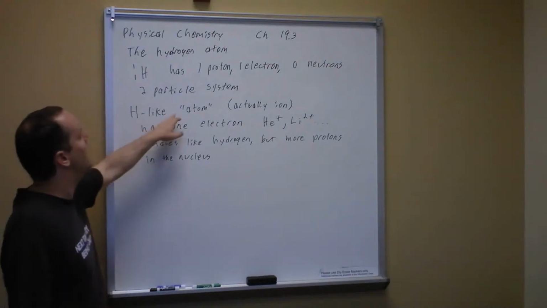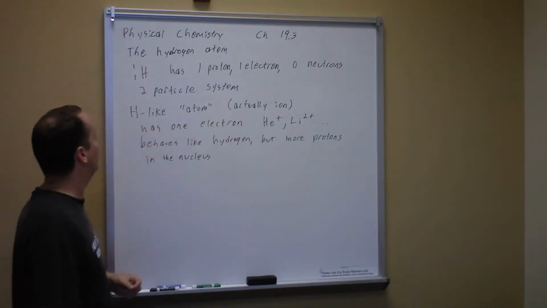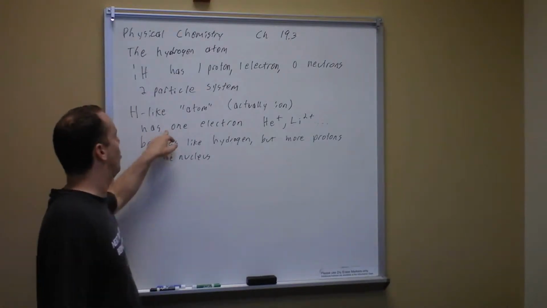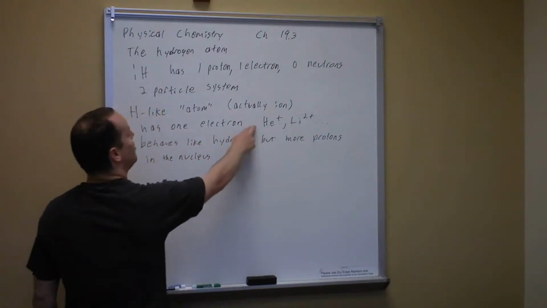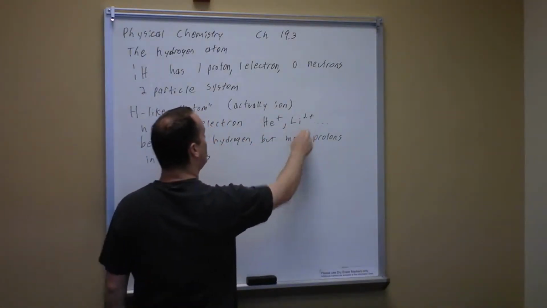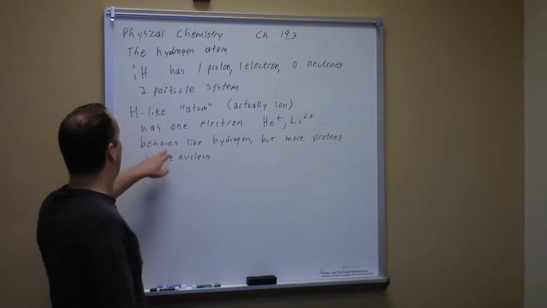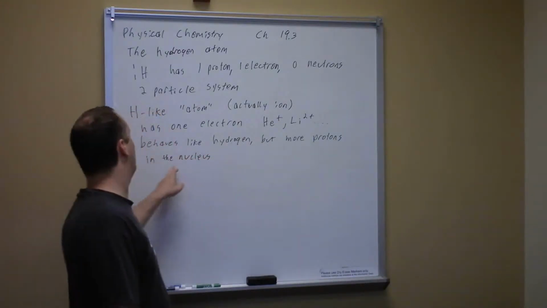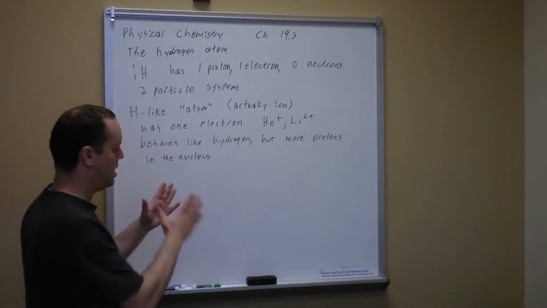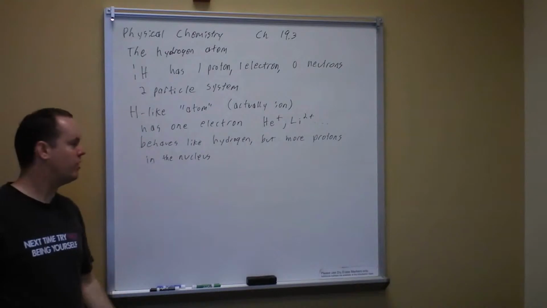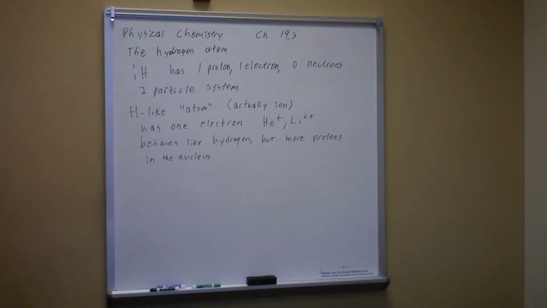Now, a hydrogen-like atom, or actually an ion because we have a positive charge, is any atom that only has 1 electron. So, hydrogen, monatomic obviously, or helium plus, lithium 2 plus, etc. Now this will behave like a hydrogen atom, except that you have more protons in the nucleus. So the attractive potential will be different between the 2 particles, the nucleus and the electron.